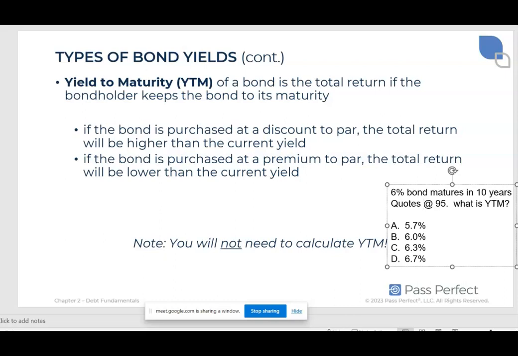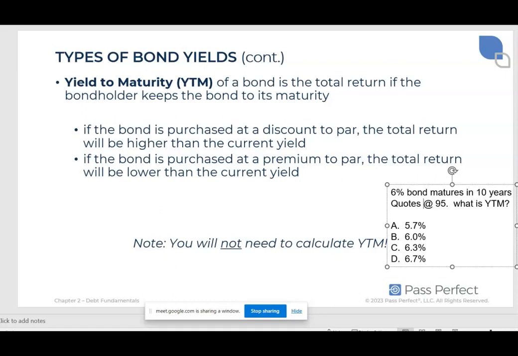We know that the price has gone down because it's 95%. So therefore, if the price has gone down, the yield goes up. So we've just eliminated choice A because that's a lower yield. And we eliminate B because it's the same, right? It says it's got to go up. So now we're left with either C or D.